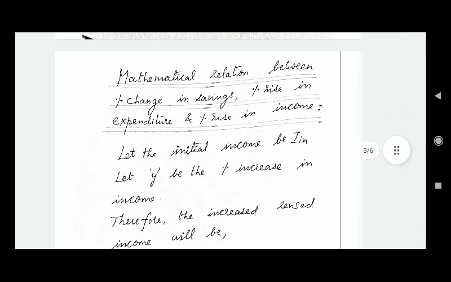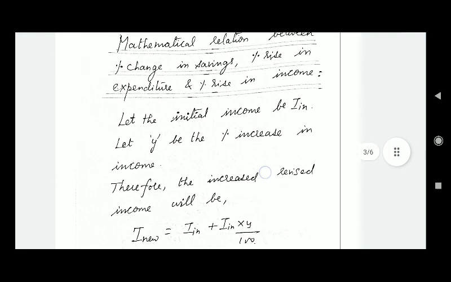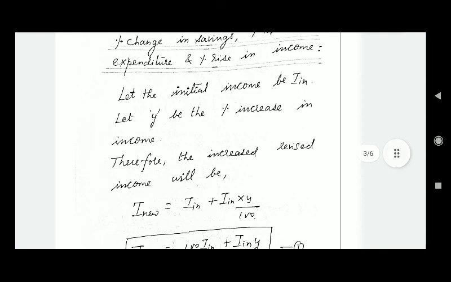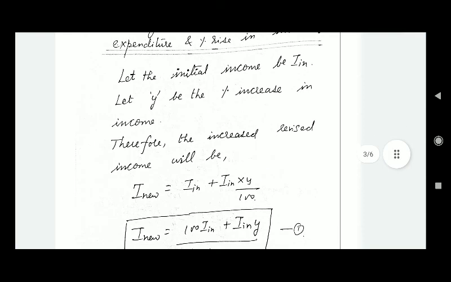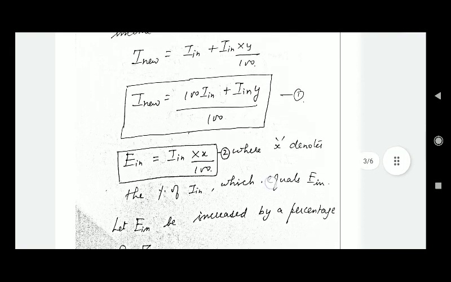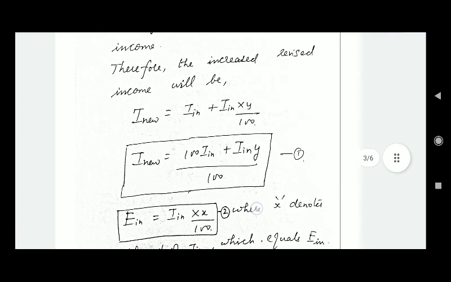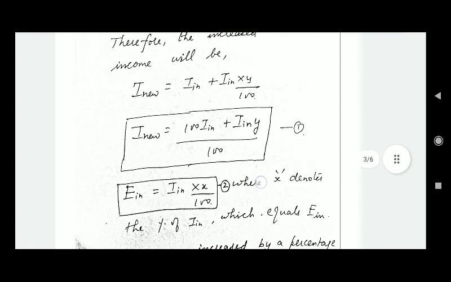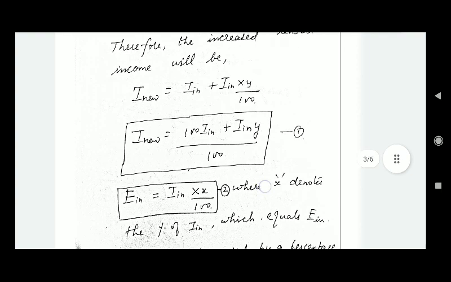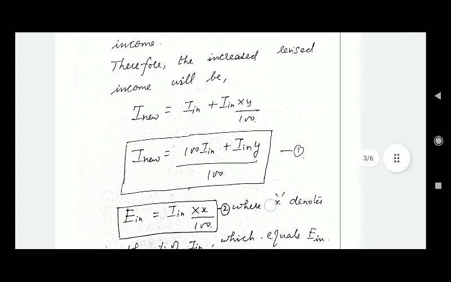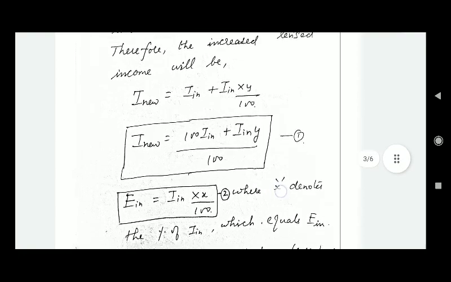Let again the initial income be I in. Let Y denote the percentage rise in income. Let the expenditure be X percentage of the initial income. Fine. So E in is expressed as I in into X by 100, and initial income is I in, and since Y is the percentage rise of the income, the revised income will be I in times 100 plus Y, whole divided by 100. Fine.